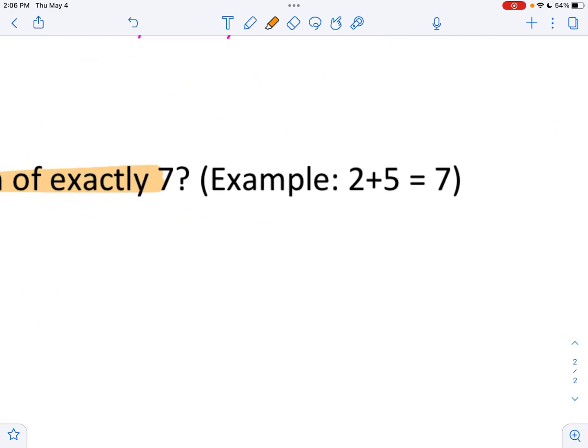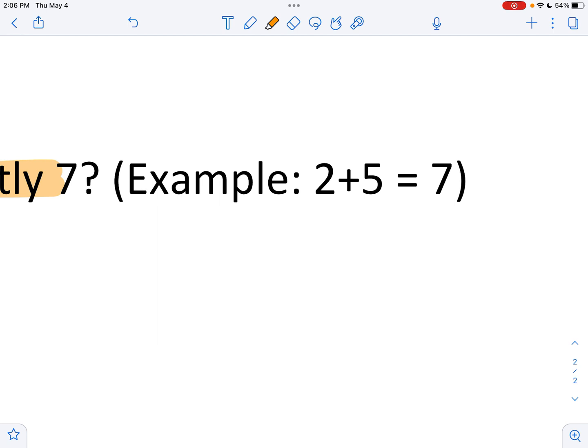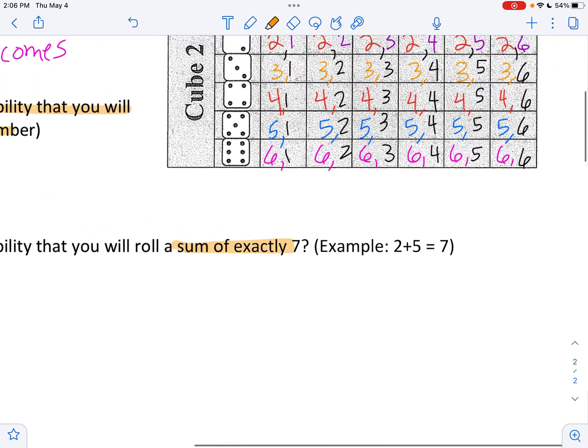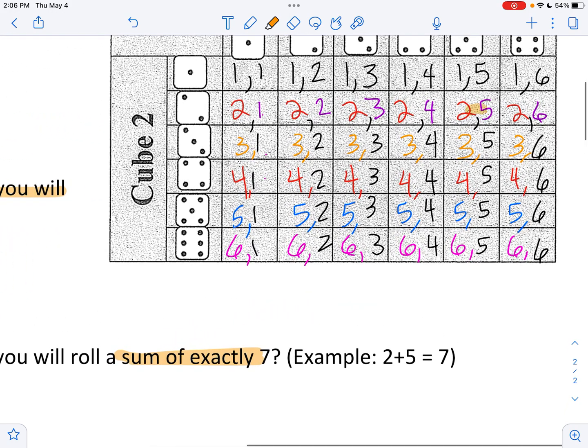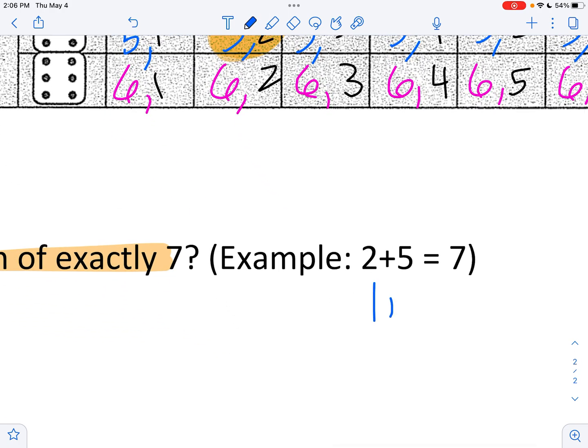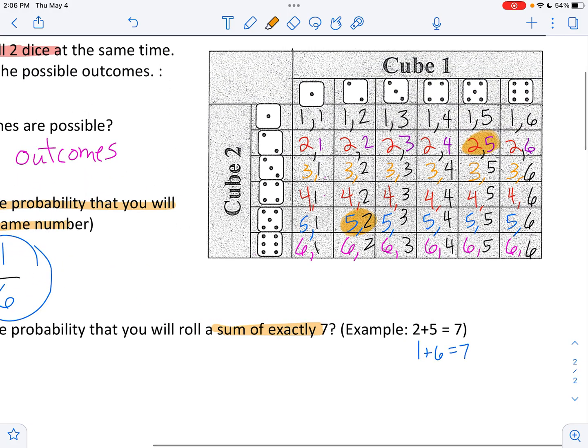So our example is 2 plus 5. So let's find in our grid 2 and 5. Here's 2 and 5. Put in orange for you. But here's also 2 and 5. The order is reversed, but 5 plus 2 is 7. So let's think about another way to make 7. We could say 1 plus 6. So I'm looking for boxes where there's a 1 and a 6. Here's one. Oh, here's one.